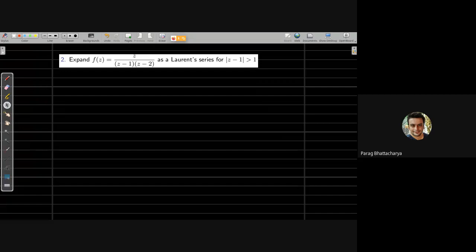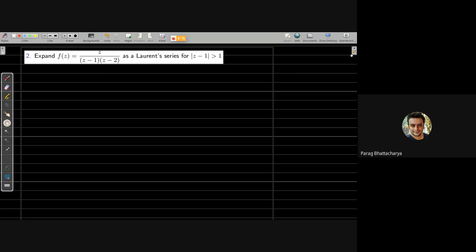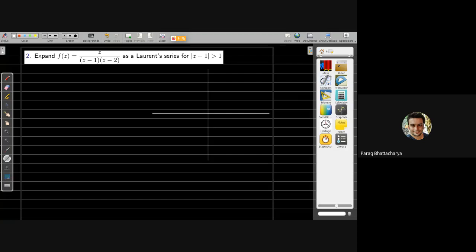We have to expand this function as a Laurent series for |z - 1| > 1. So first things first, we need to figure out what will be the domain, the points over which we want this to be applicable. For that, let me draw the complex plane: real axis, imaginary axis. Here we have |z - 1| > 1.